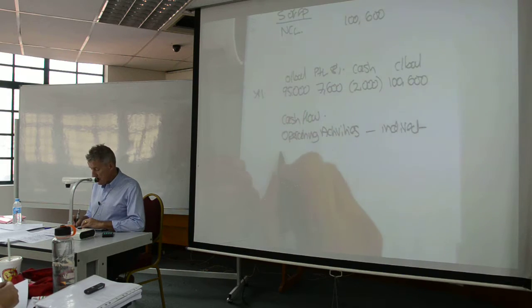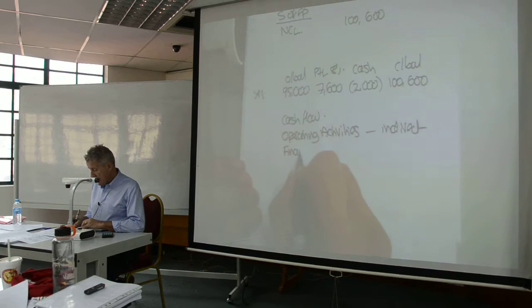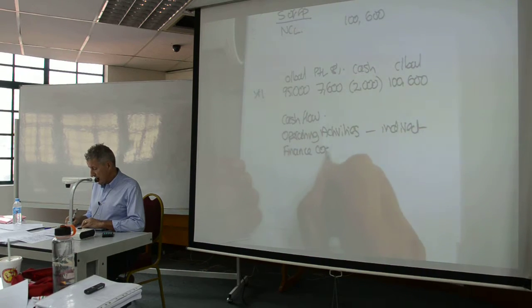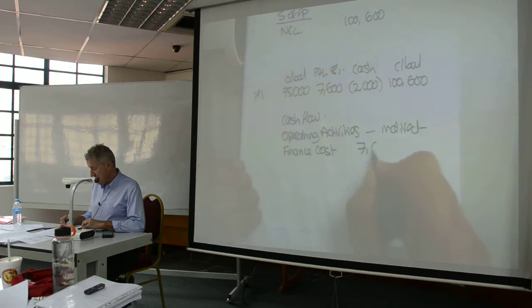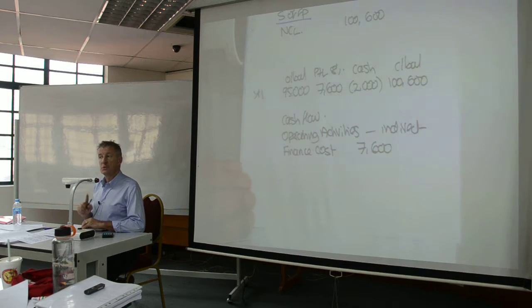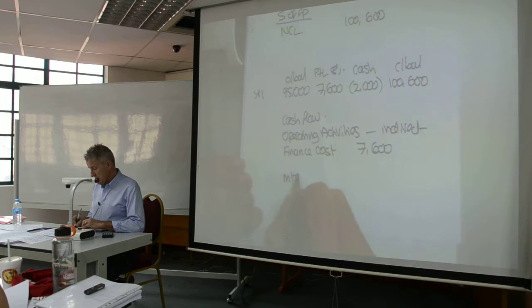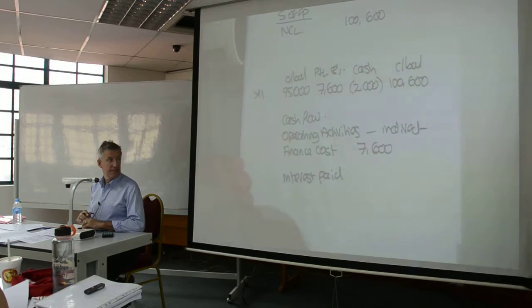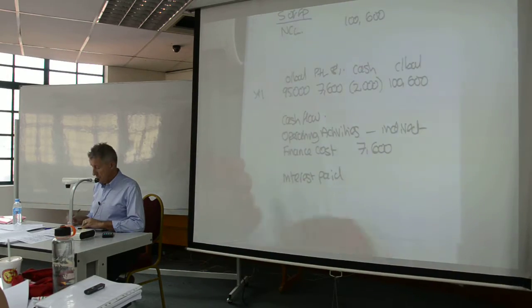So one of the things that you will always do in your cash flow is you will take your finance cost and you will add back your finance cost. One of the other things that you will do in a cash flow statement is to show cash flows. So one of the things you will do later is to show the amount of the interest paid. And how much interest have we physically paid? 2,000.